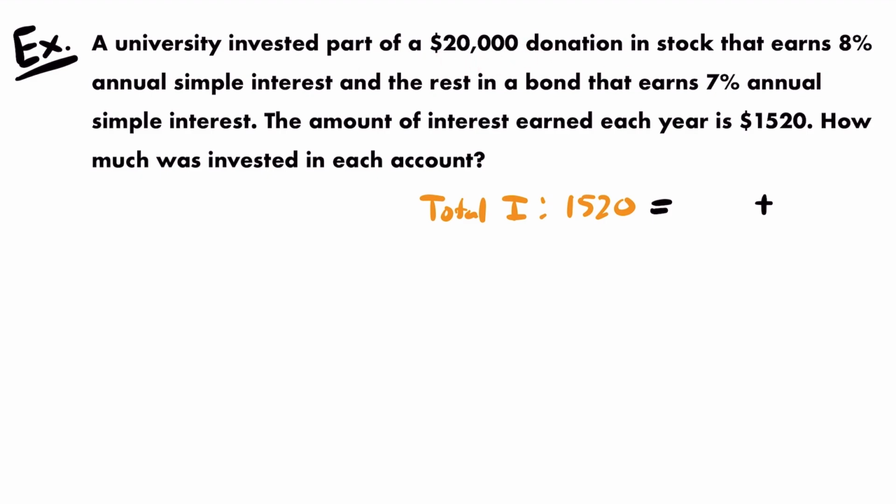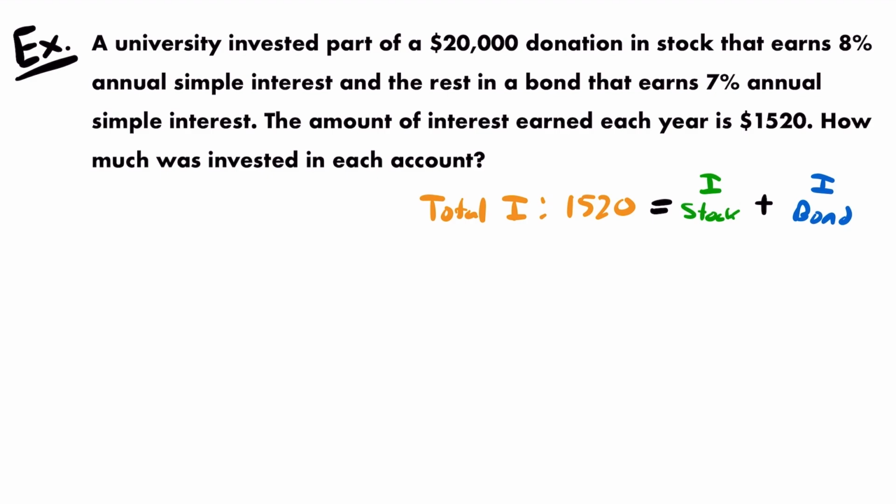Okay, we don't know what the percentage amounts are, but they put part of it into a stock that earns 8% annual simple interest. So we will have interest earned from a stock, and then they put the rest of that money into a bond that earns 7% annual simple interest. So there is also interest for the bond. Okay, so the interest earned from the stock plus the interest earned from the bond will total out to $1,520 for a 1-year period.